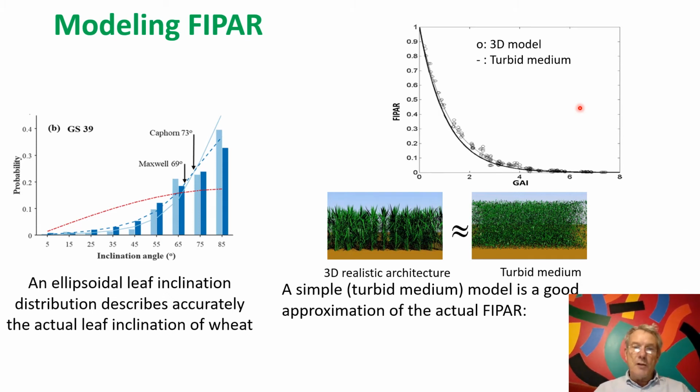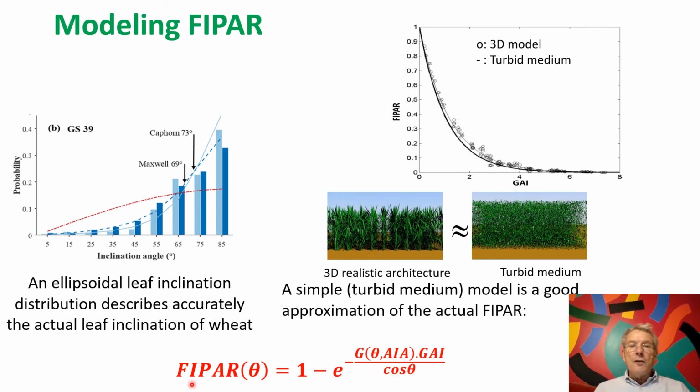As a consequence, we can easily compute the fraction of intercepted radiation as 1 minus the exponential of G, the function called the projection function, as a function of theta, the sun position, and the average inclination angle described by an ellipsoidal distribution function, times the green area index, and you divide that by the cosine of the sun zenith angle to account for the path length in the canopy.